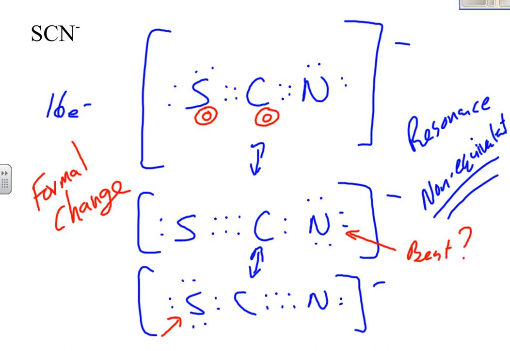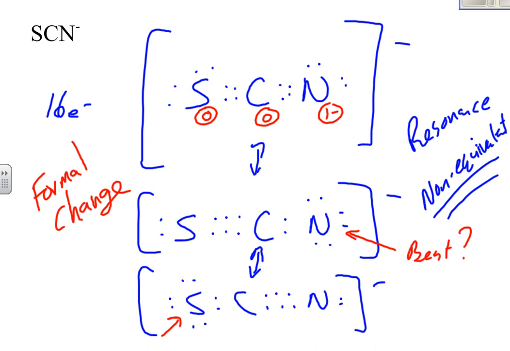Right? Nitrogen came in with 5, and now it has 6. It's got 4 by itself, and it's sharing 4, so it gets half of those. So the formal charge on nitrogen is 1 minus, because it has 1 more electron worth of density around it. That seem to make sense?